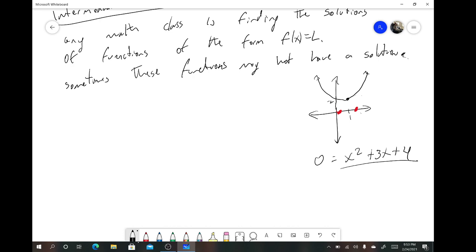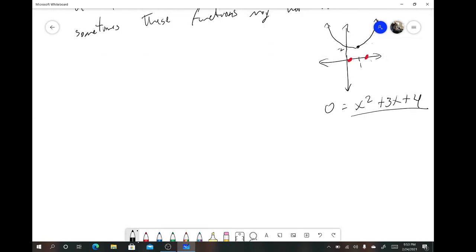So it may be useful to actually know that there will not be a solution from the get-go without doing too much work, and that is what the intermediate value theorem helps you do. It gives you a way of actually determining whether the function is going to have a solution on an interval or not.